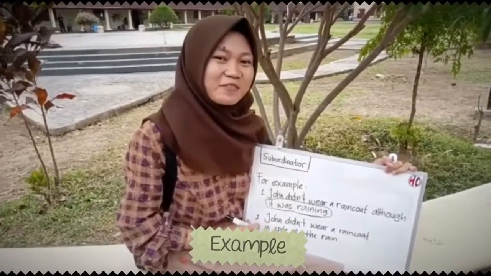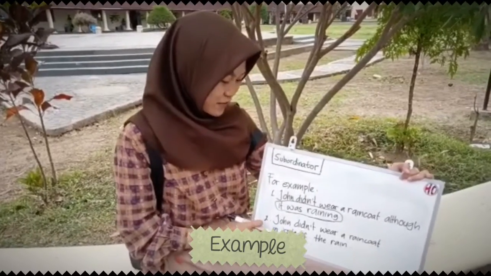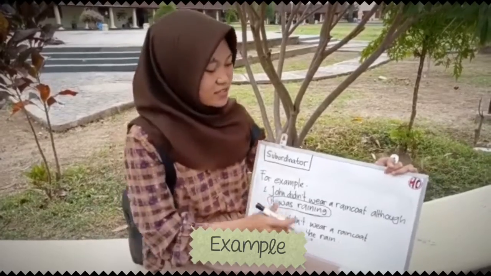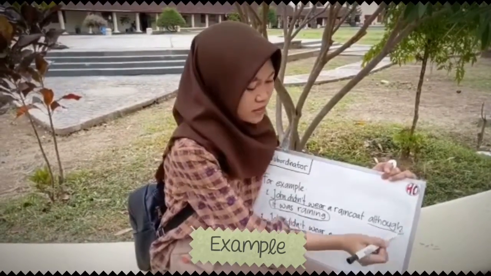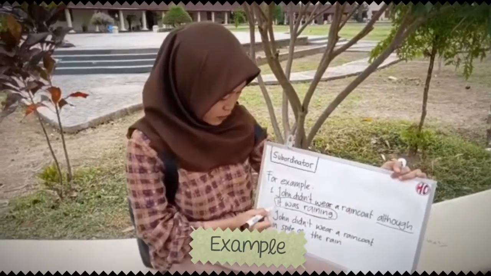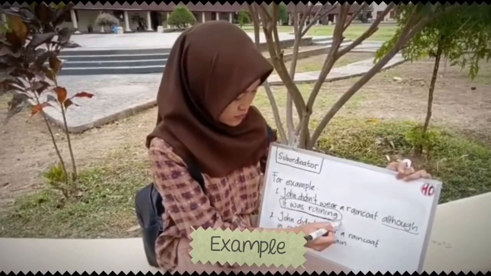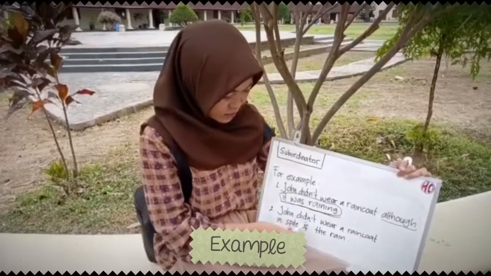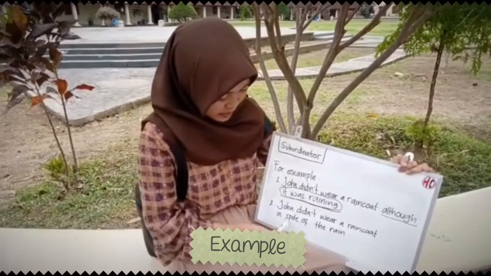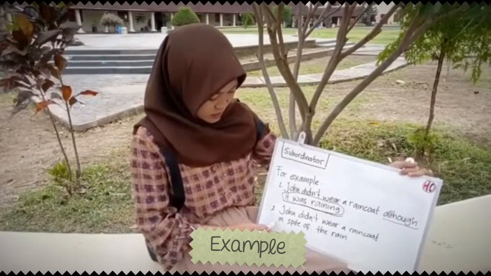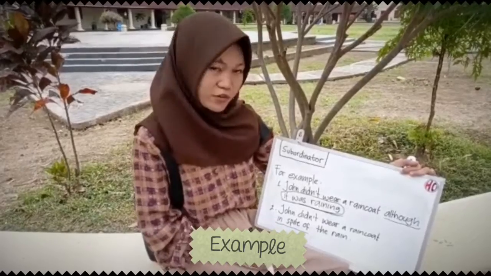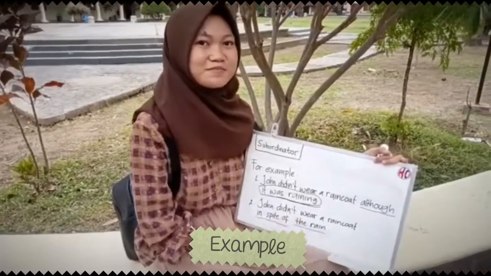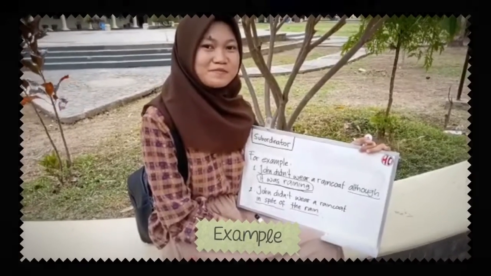Okay, here we have two different sentences. First, John didn't wear a raincoat although it was raining. Although is a subordinator and it is followed by a clause. The second sentence is John didn't wear a raincoat in spite of the rain. In spite of is a subordinator and it is followed by a noun phrase. And that's all.